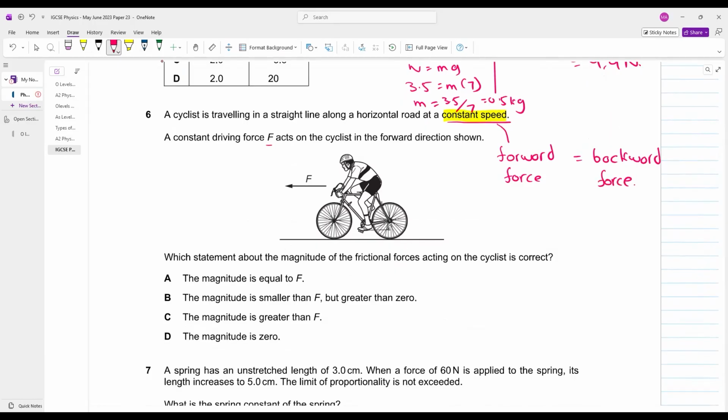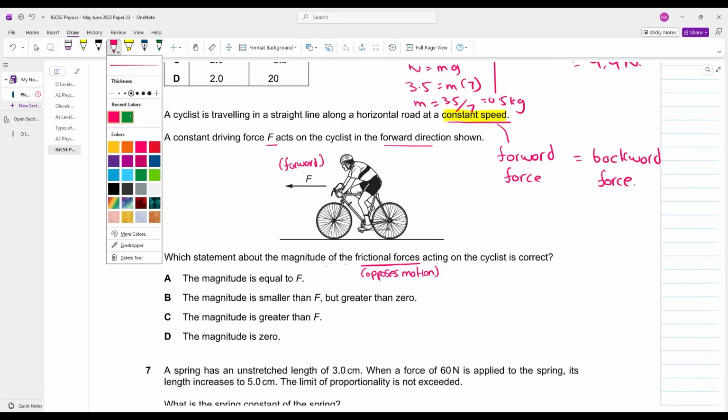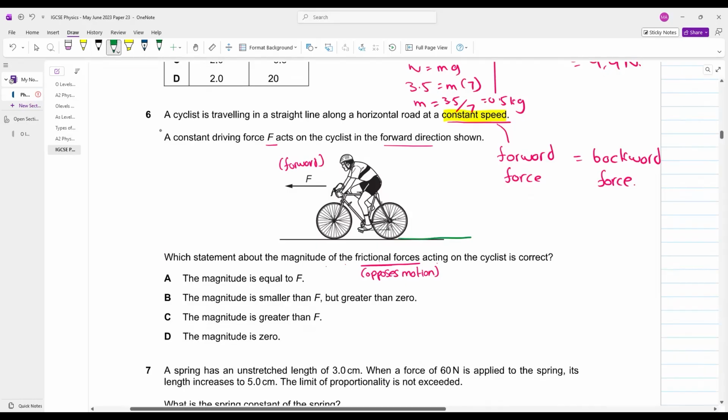A constant driving force F, this is the forward force, acts on the cyclist in the forward direction. It is written here too. Which statement about the magnitude of the frictional force acting on the cyclist is correct? First of all, always remember: friction opposes motion. So if your cyclist is traveling in the forward direction, where will the friction force act? Friction force will act backward like this.